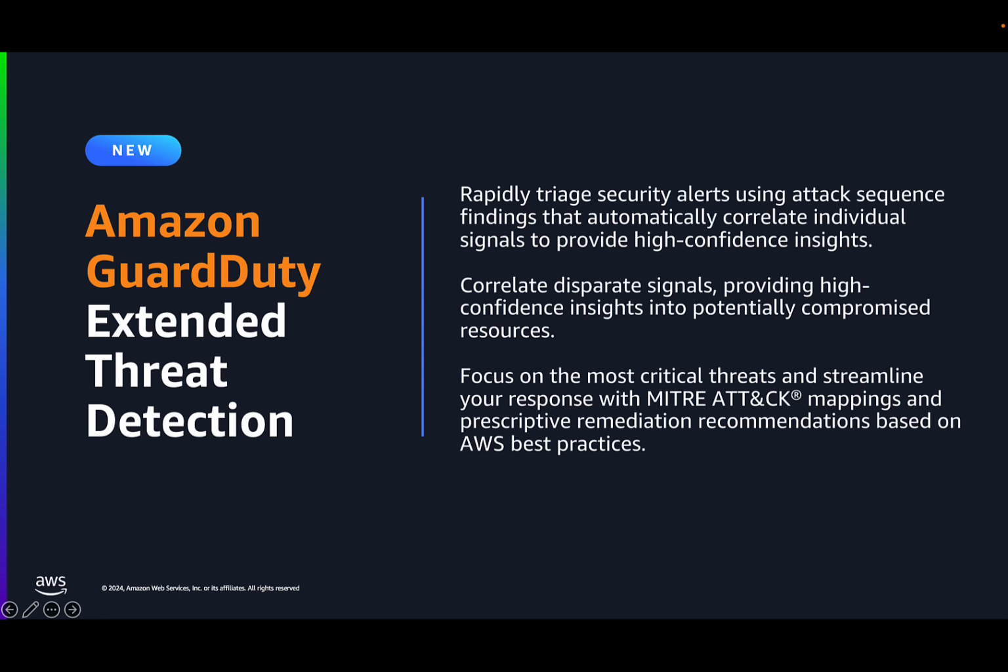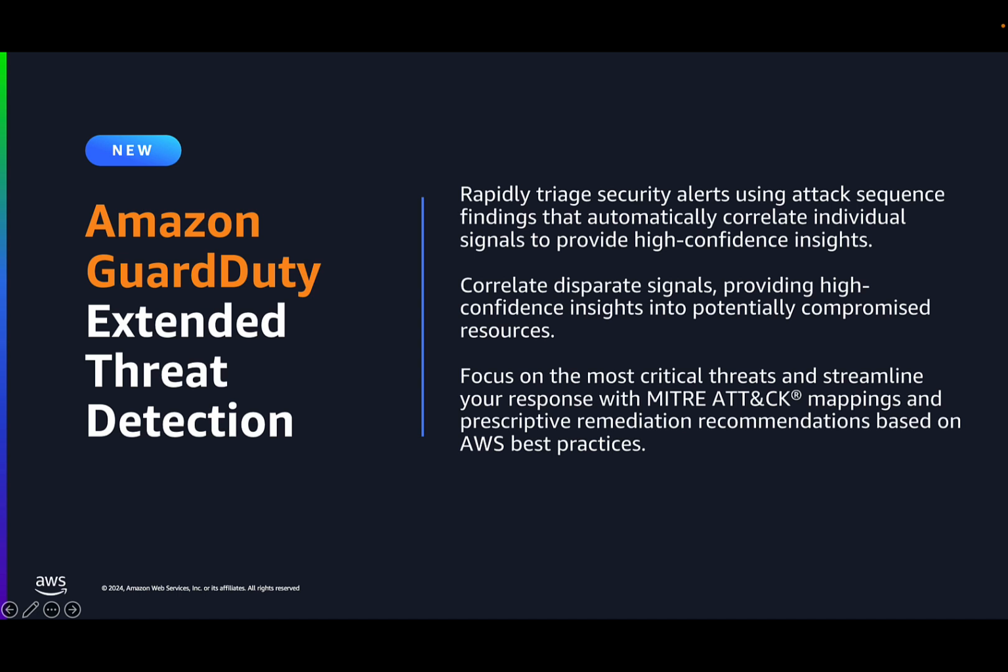Importantly, the attack sequence findings are classified as critical severity, indicating high confidence threats that require immediate attention. This prioritization helps security teams focus on the most urgent issues first. Additionally, extended threat detection delivers MITRE ATT&CK mappings for each finding. These mappings provide a standardized framework for understanding the tactics and techniques used in the attack sequence, enabling more comprehensive threat analysis. To further assist security teams, this feature also provides prescriptive remediation recommendations based on AWS best practices. This guidance helps streamline the response process and ensures that teams are following industry-leading security protocols.